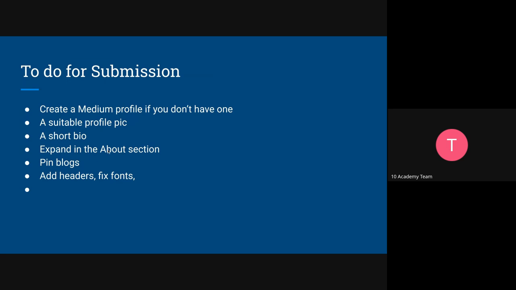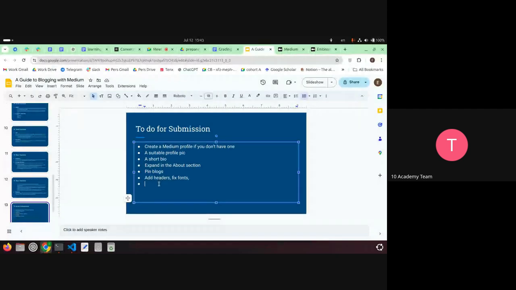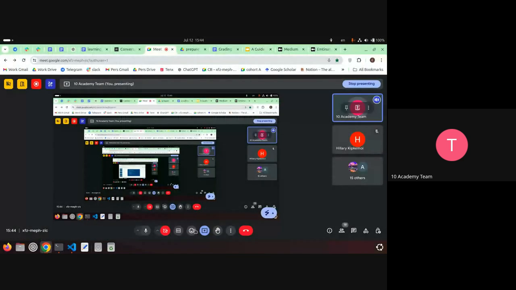Expand on your bio in the about section. You can include more text about what you have worked on, what you were hoping to work on. And if you have blogs, pin blogs that are related to your career track, add headers, fixed fonts, and finally, follow best practice when writing blogs in general. Okay, that's it. Any questions or comments?